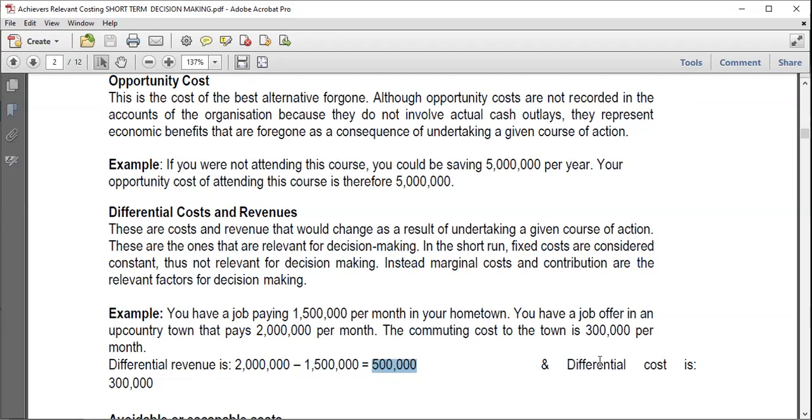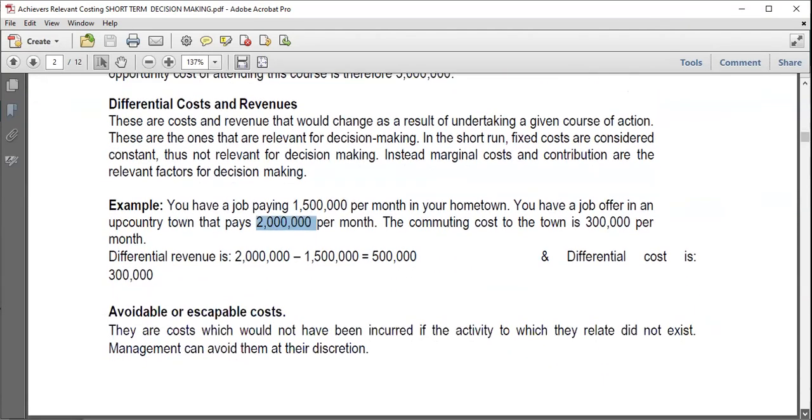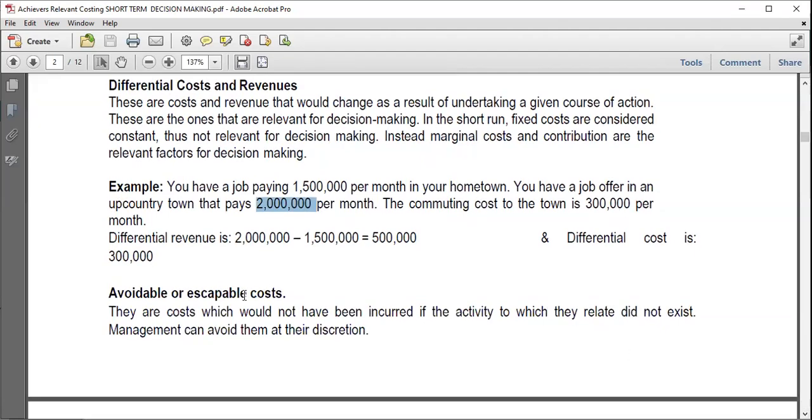The same thing with the differential cost. Maybe in this case, you've been incurring, let's say, 300,000, and now you're not going to incur this. So this is a differential cost that you're saving by taking on this job. You understand? So it is good for us to understand this.